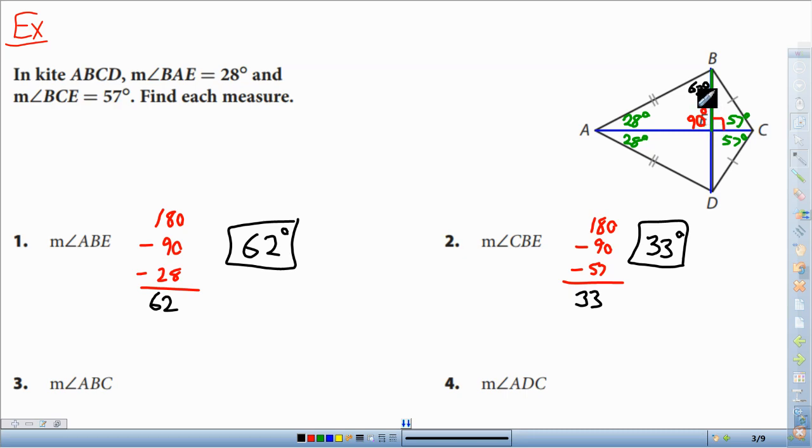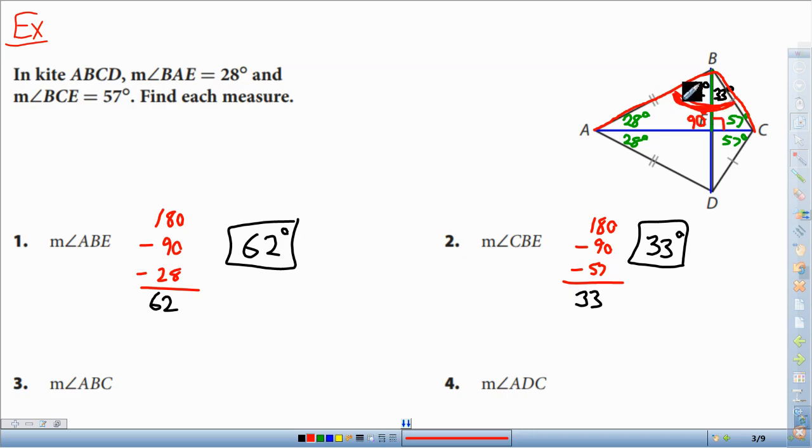Okay, and again, I'm going to put that up here on my picture. Maybe it'll help me find another problem. All right, keep moving. Down here, number 3, the measure of angle ABC. Okay, so let's find it. ABC, starting at A, going around B to C. That's this entire angle right here.